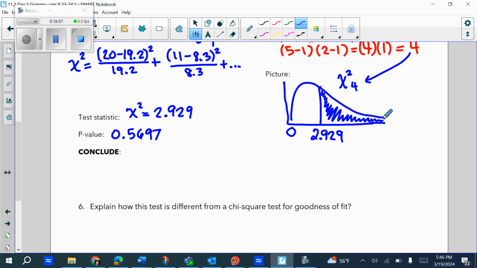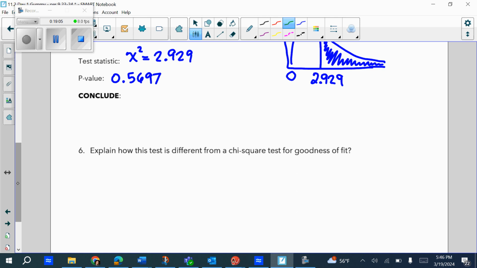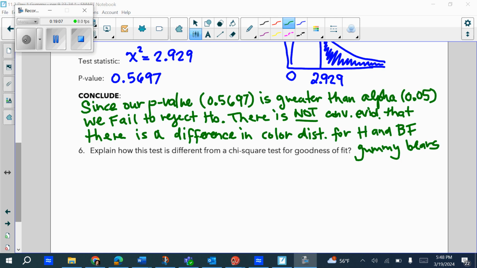And then our conclusion is stated the same way that we have done the previous conclusions. So I will write it out and hit pause and bring you back in just a minute. So in conclusion, since our p-value is greater than our alpha level, we fail to reject the null hypothesis.